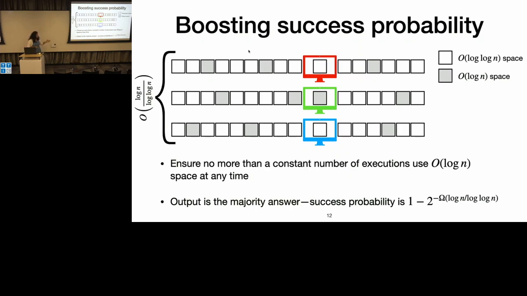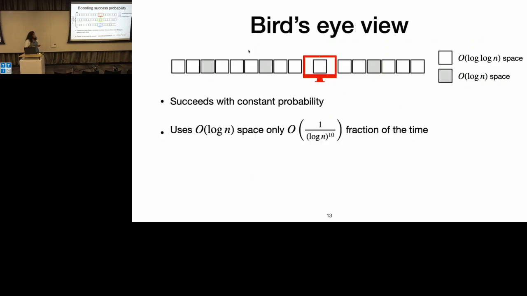And success probability, if they're all truly independent, then you should expect 1 minus 2 to the minus log n over log n kind of success probability. Of course, this creates some dependencies with the space, but that can still be handled and we get the success probability. Anyhow, for the purpose of this talk, I'm only going to focus on the basic algorithm because that has the most intuition that we want to understand.